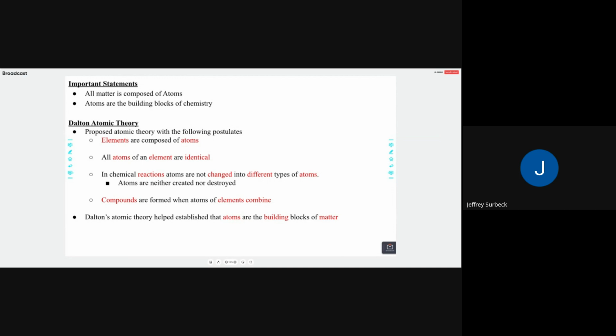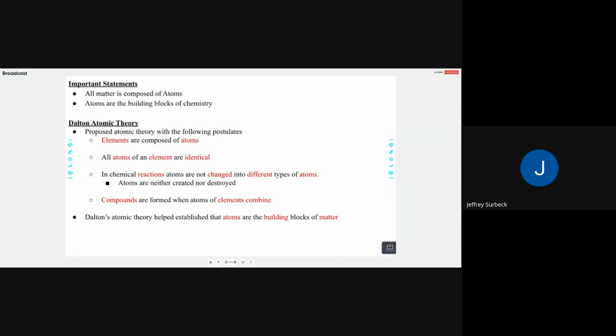And Dalton made some assumptions here that actually turned out to be true. So Dalton said elements are composed of atoms. All right, that's the simplest building block here. He said that all atoms of an element are identical. Now, this statement here was actually proven false because we have the items known as isotopes.